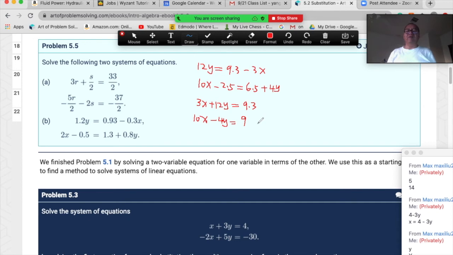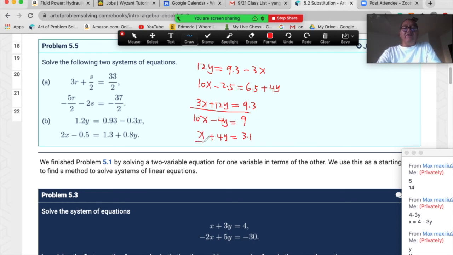The coefficients are not 1. So that means this one, we can simplify. Both sides divided by 3. Let's see, this one will equal x plus 4y equals 3.1, right? Now you can see this equation looks fine. This is the form we are familiar with, right? So to solve this one, still use substitution.